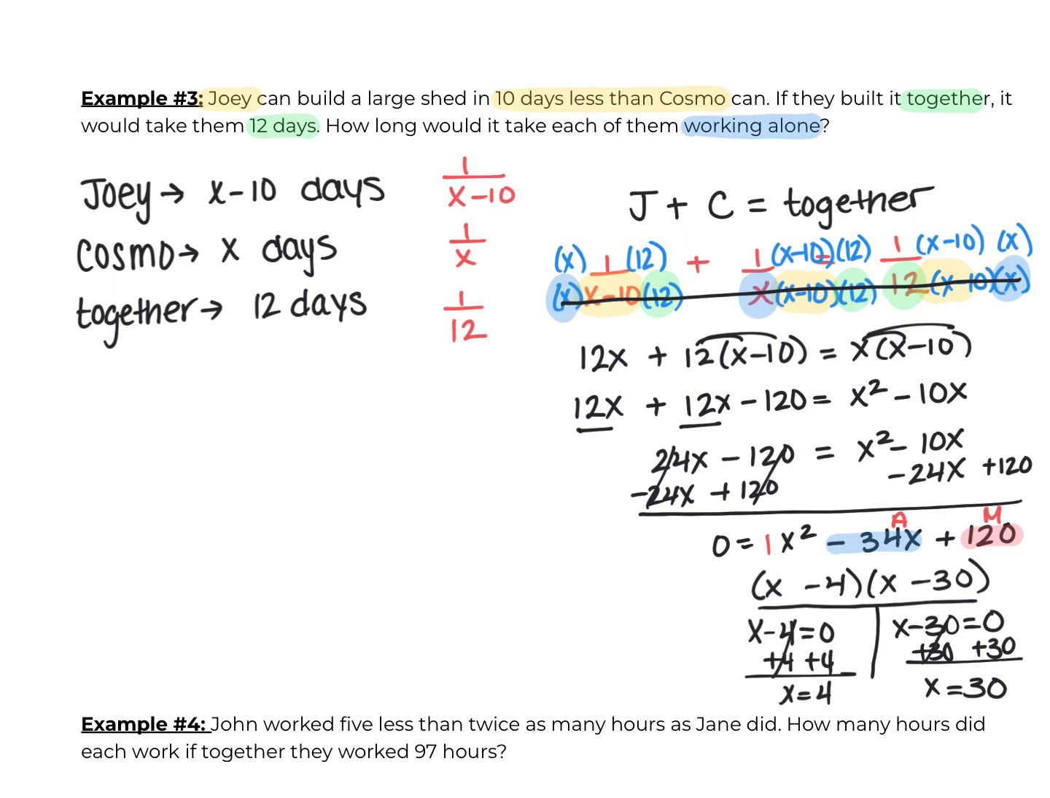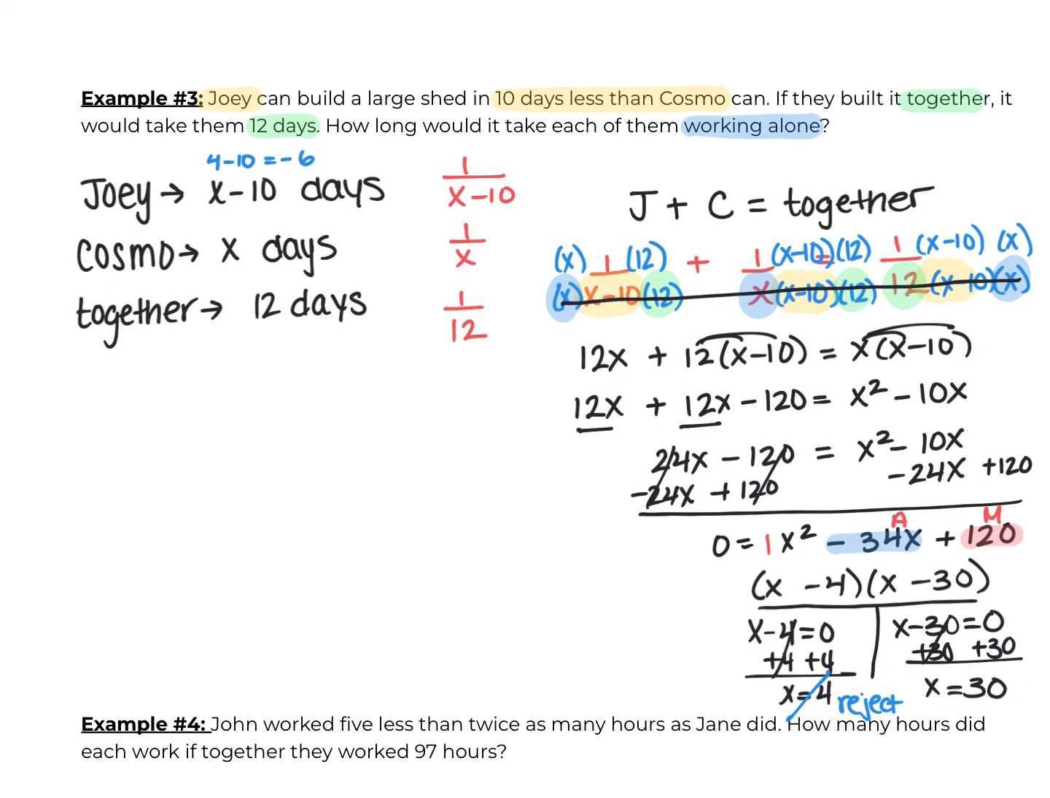And now we have to decide which one of those answers is correct. If you look, Joey's hours is X minus 10. So is there any way that Cosmo's hours could be 4? Think about it. If I were to put 4 in here for Joey, 4 minus 10 would give me -6 days. Joey can't complete a job in -6 days. So that must mean X cannot equal 4. We have to reject it because it doesn't work. The only way you would tell is if you plugged it in and you saw that you got a negative value. So that must mean X has to be 30.